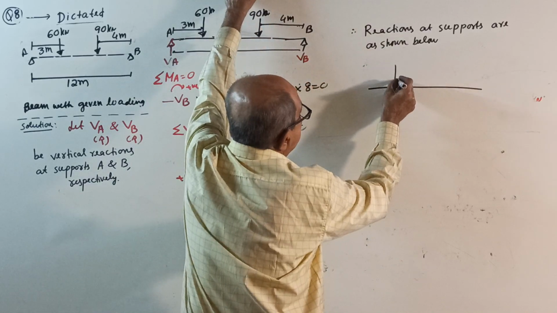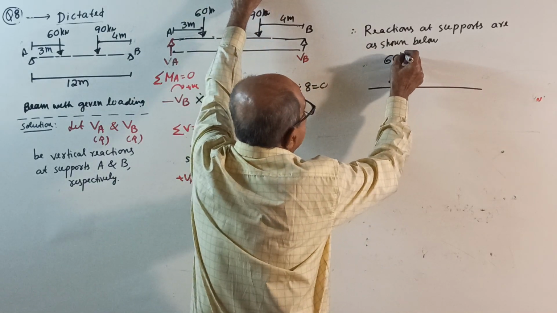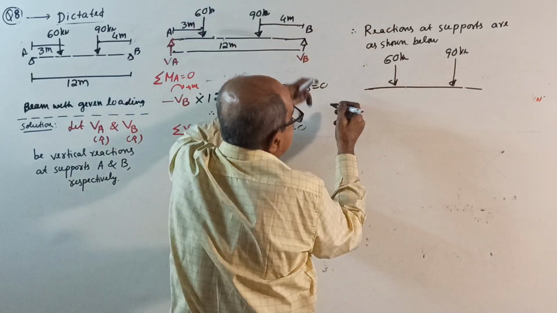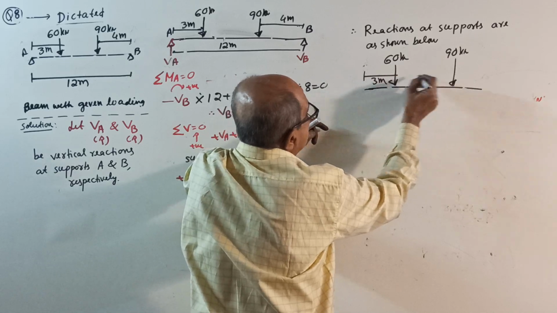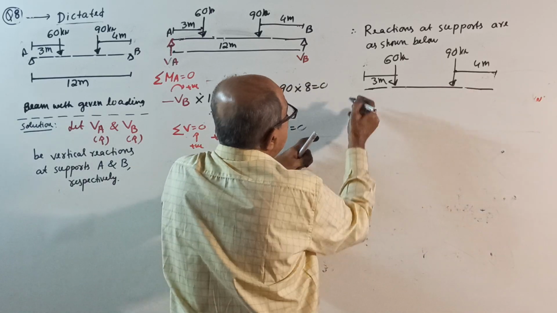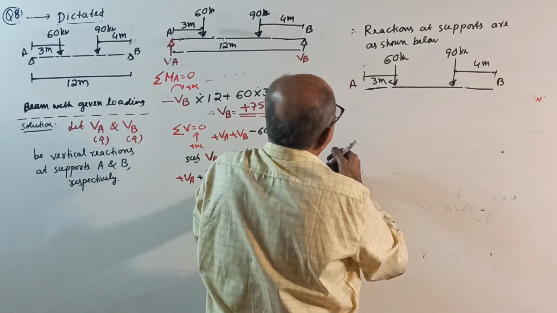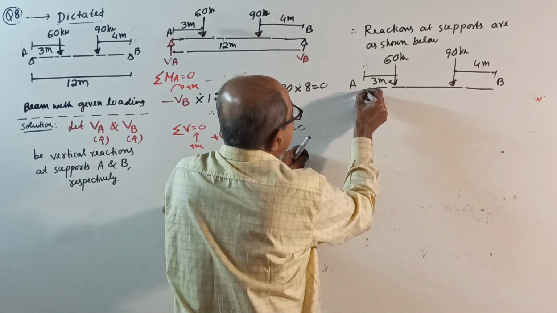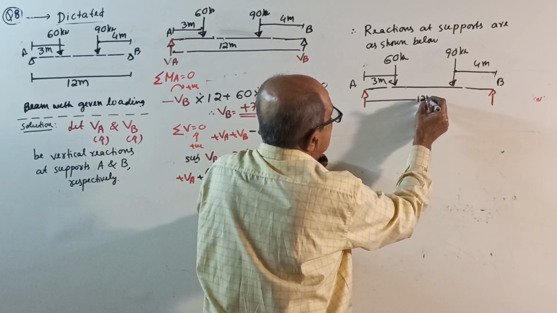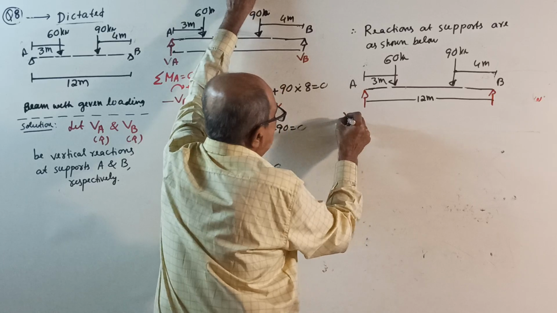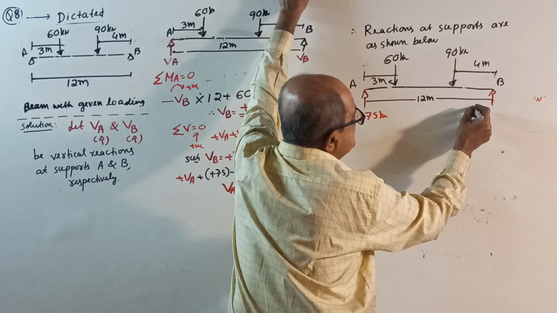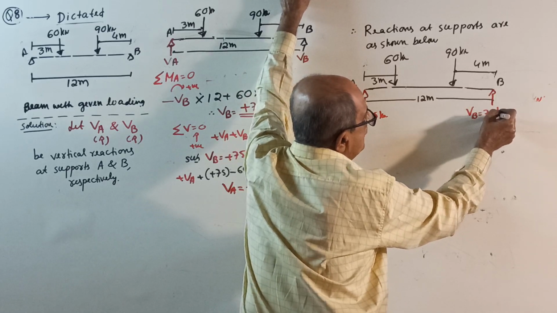Reactions are, see, this is the load of how much? 60 kilonewton. This is a load of 90 kilonewtons. This is 3 meter. This is 4 meter. I got the reason why it came equal. You think. See, when something happens, I immediately think. I can make out why it happened. This is 12 meter. The reactions are VA equal to 75 kilonewton. By coincidence, VB also equal to 75 kilonewton.